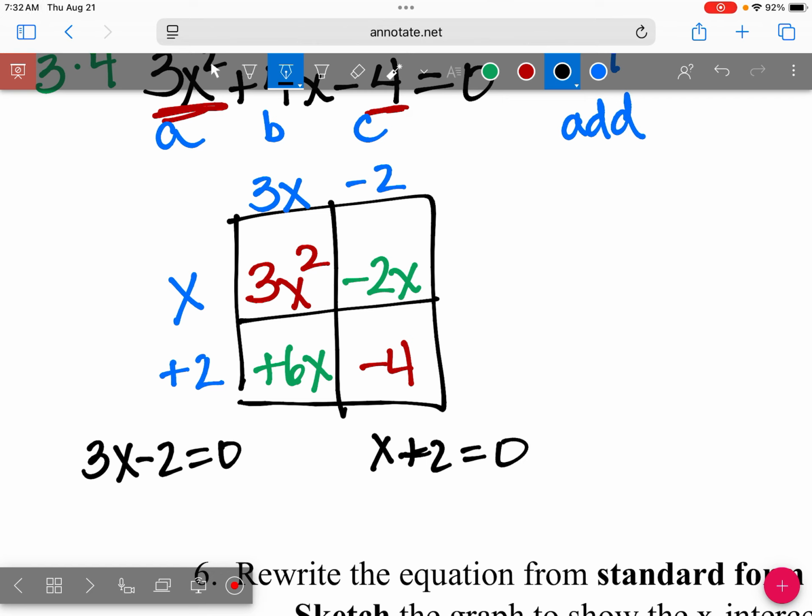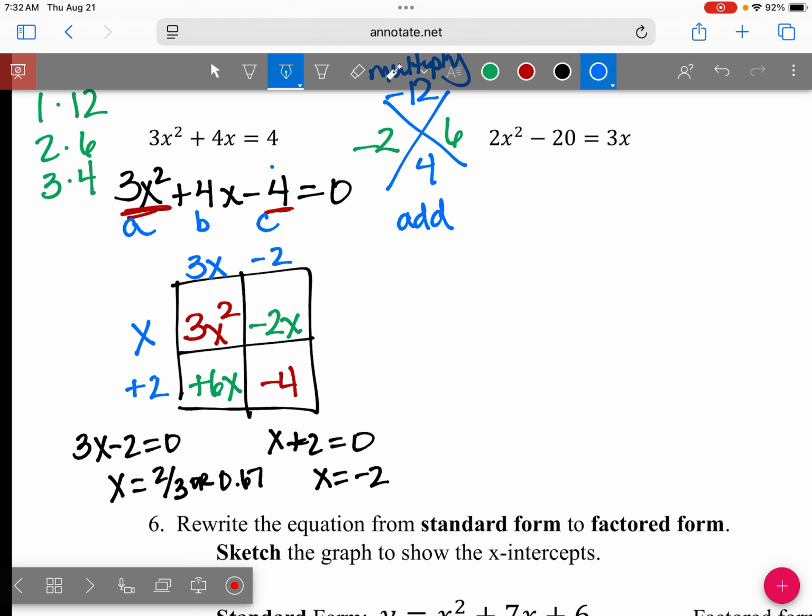So I'm going to add 2 and divide by 3, which is going to give me a positive 2/3 or 0.67. I'll take either one. And the second one, I'm going to subtract 2, so I get a negative 2.